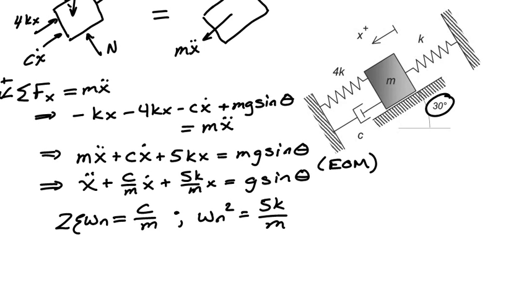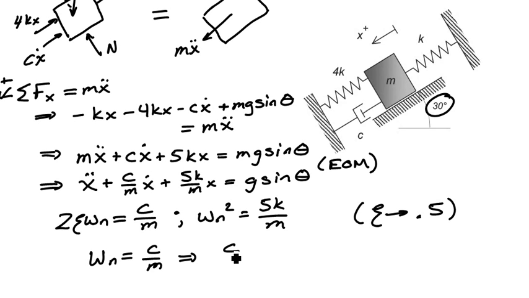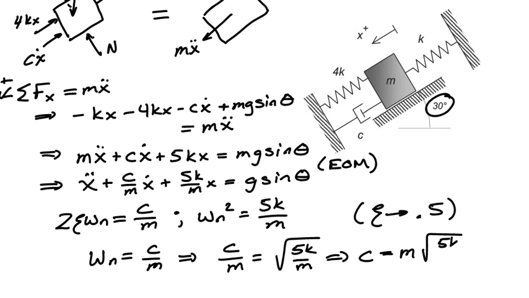What does this mean? Well, if we're asked to find the damping constant such that the system has 50% of critical damping, I can set zeta equal to 0.5, which is going to give me the result that omega n is equal to c over m. If I substitute this in, that means that c over m is going to equal the square root of 5k over m, which means that c has to equal m times the square root of 5k divided by m. And that'll give us the final answer for the system.